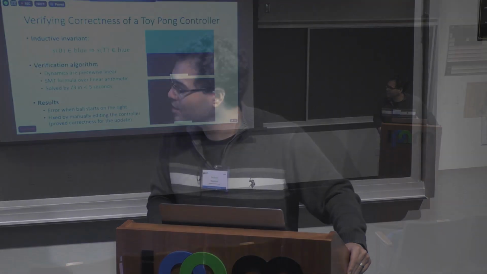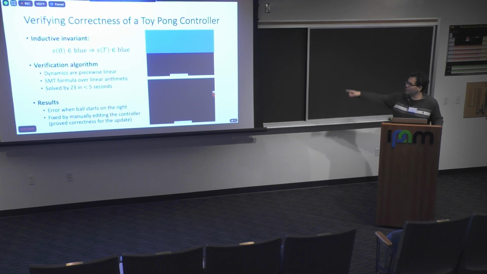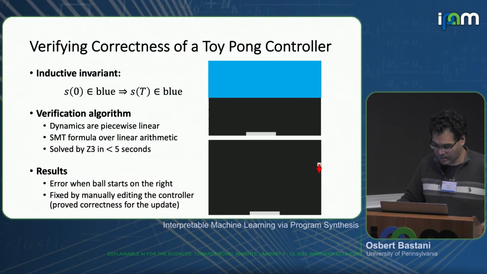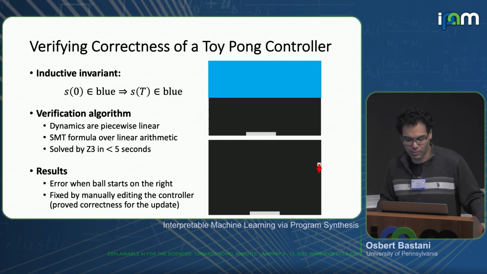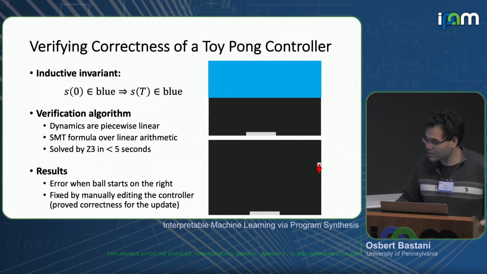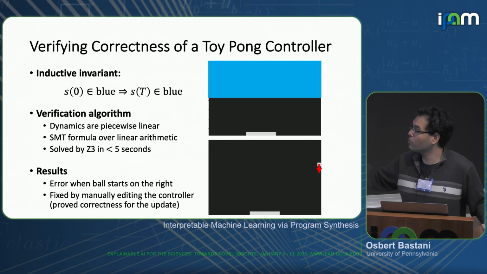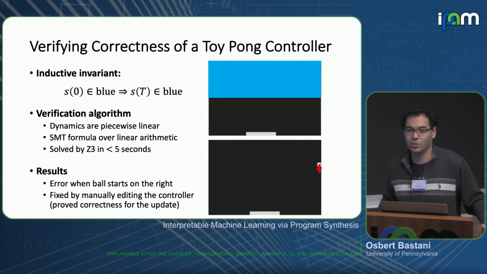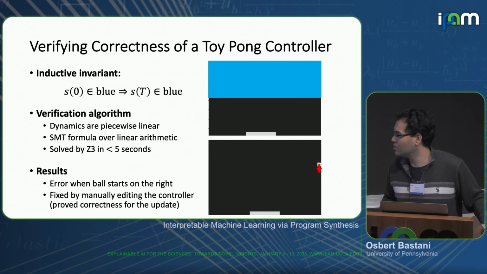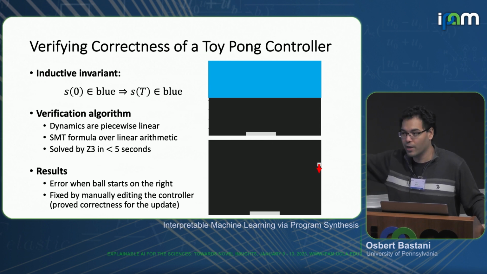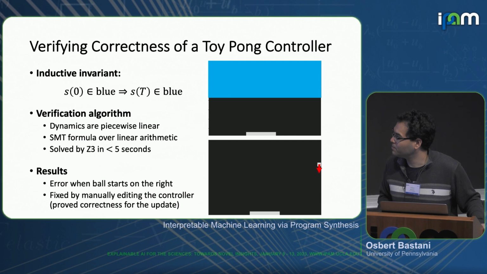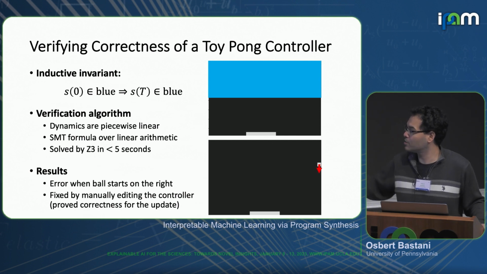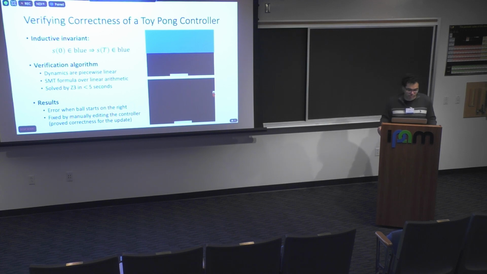We actually did find a bug in the decision tree when we first tried this. There's this bad state where if the ball starts at the very left-hand side of the right-hand side of the screen, then the decision tree will make a mistake and it won't keep the ball in the arena. But as a testament to the interpretability of the policy, we were able to fix this by manually editing the controller. We went into the controller and found the condition that we needed to change. After that, we proved that the resulting controller is correct. So this shows that these interpretable policies do have these benefits, where a human can go and fix issues with them.